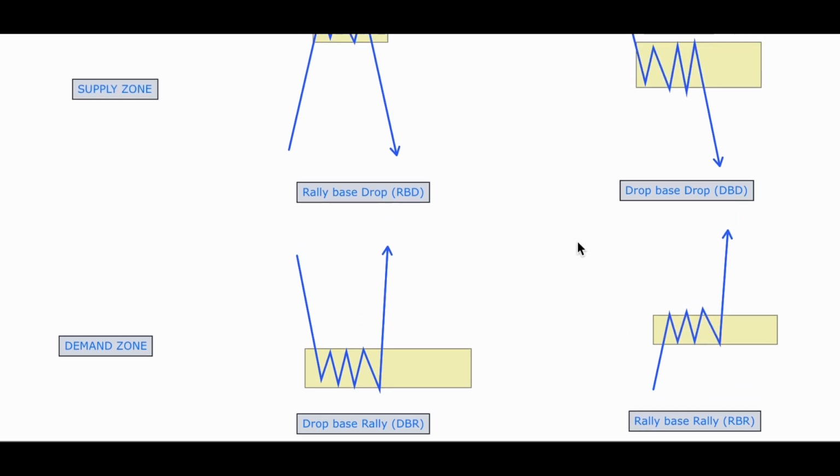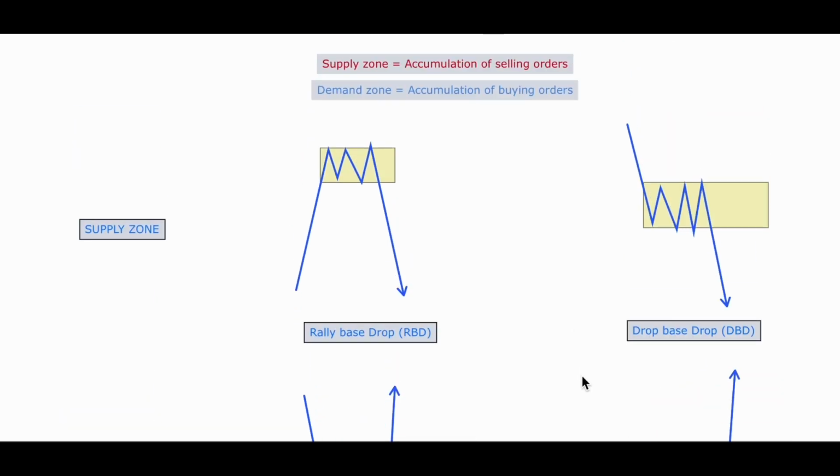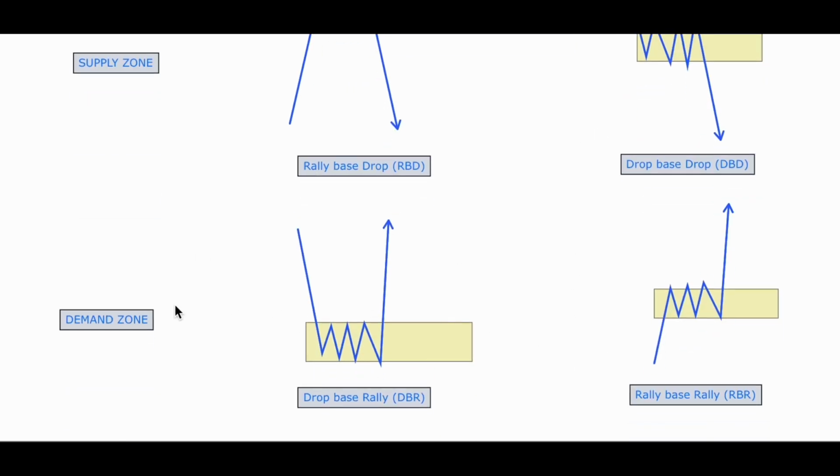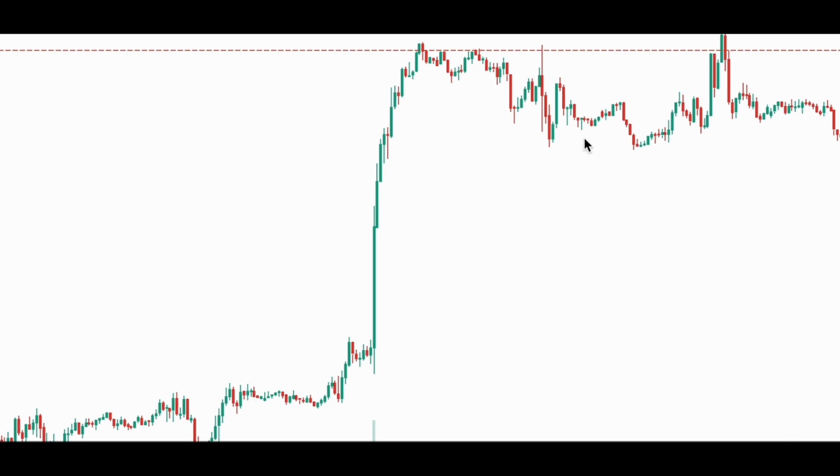So in summary, we have four types. Two are supply zones: rally base drop and drop base drop. The other two are demand zones: drop base rally and rally base rally. Okay, so right now let us look at the real chart.